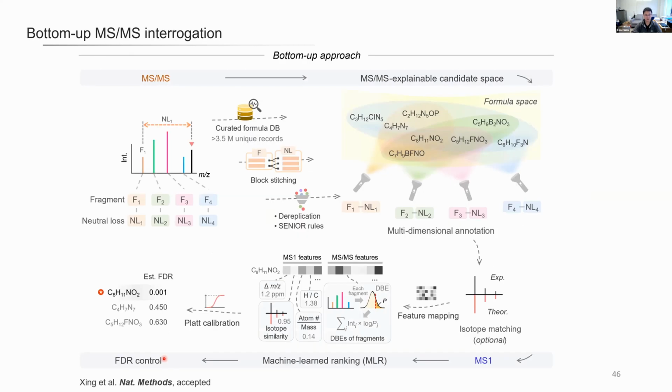So we try to think out of the box, and we came up with what we call bottom-up MS interrogation. This work has just recently been accepted in Nature Methods, and you will probably see it in a few weeks. In our approach, we are not first searching the database to get a molecular formula. Instead, we use the rich chemical information in the MS spectra.